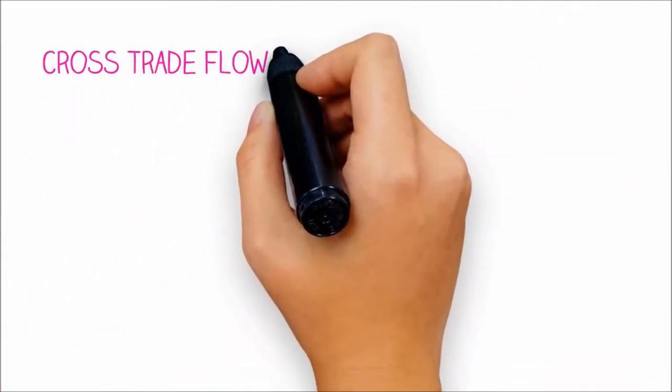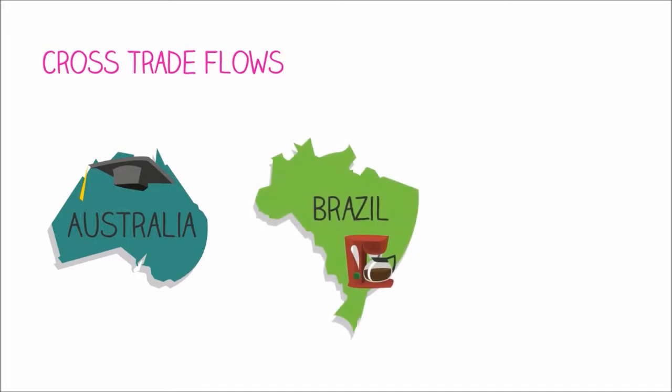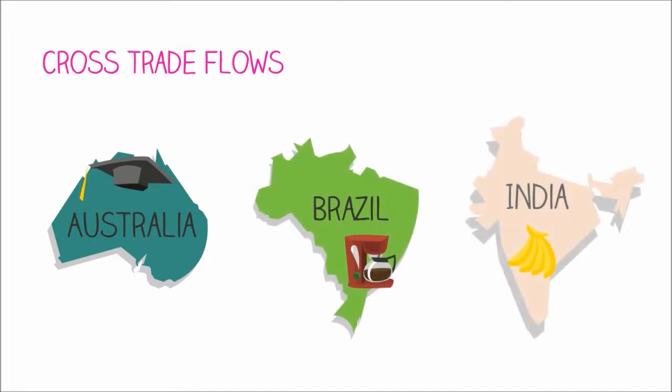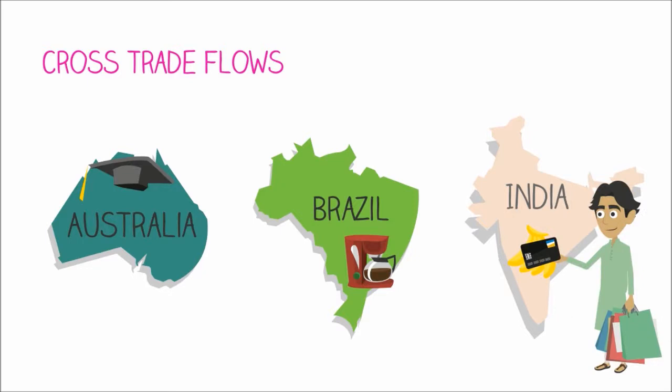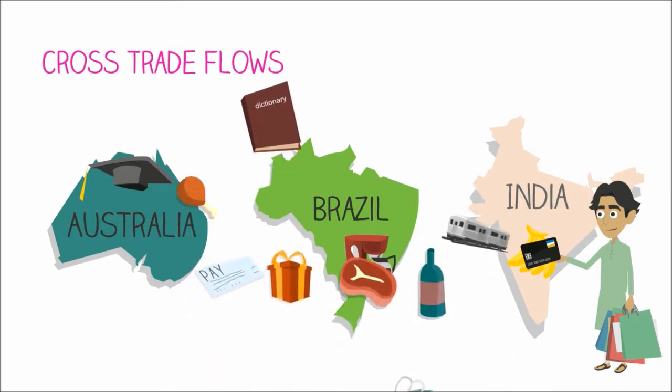Starting with cross-trade flows. Australia, for example, is a large exporter of university education. Brazil is the world's largest exporter of coffee, and India is the world's largest exporter of bananas. So all of these countries greatly benefit when there is demand for their goods and services, but also their economies are susceptible to the changing patterns of their trading partners.